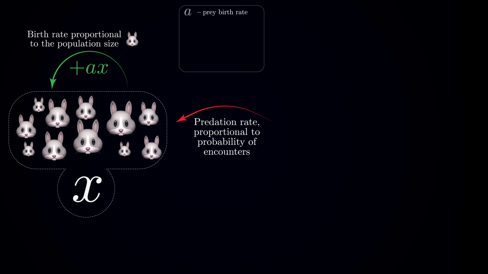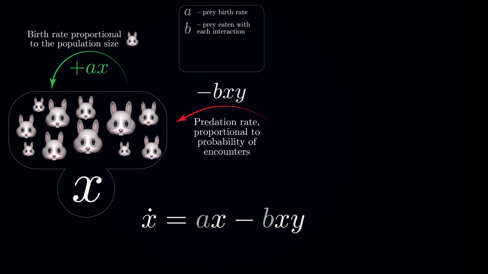We account for this with an interaction term minus b times xy in the equation for x. This term is proportional to the product of x and y, representing the probability of rabbits and foxes encountering each other, multiplied by the fraction of encounters that lead to rabbits being caught. Thus, our equation for the prey population is the following.